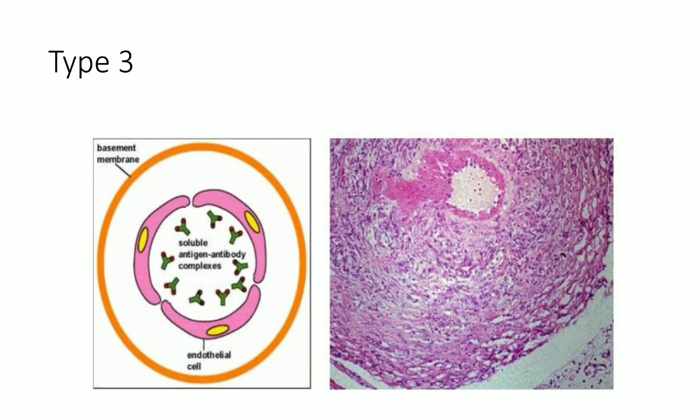So the examples of these type 3 reactions include post-streptococcal glomerulonephritis, reactive arthritis, polyarteritis nodosa, the Arthus reaction, rheumatoid arthritis, and Epstein-Barr virus infection. So these all are the examples of type 3 hypersensitivity reactions.